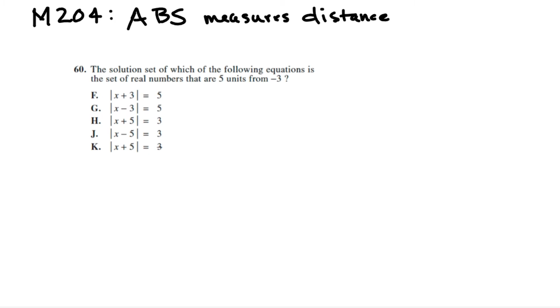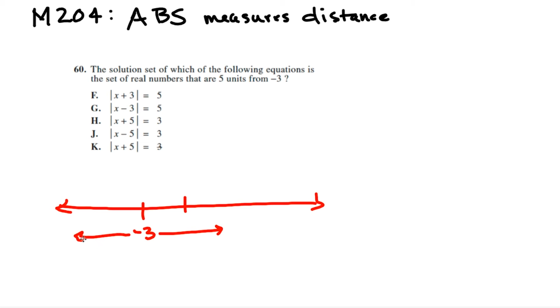Absolute value is used to measure distance. Here is a super hard ACT problem, number 60 out of 60. The solution set of which of the following equations is the set of real numbers that are 5 units away from negative 3? Because absolute value works on the number line, all we need to do is set negative 3 and then go 5 units to the right and 5 units to the left. Left of negative 3, 5 units is negative 8. Right of negative 3, 5 units is positive 2. We then have a solution set. x is equal to negative 8 and 2.